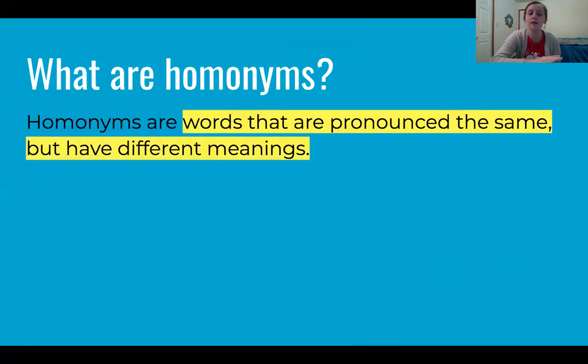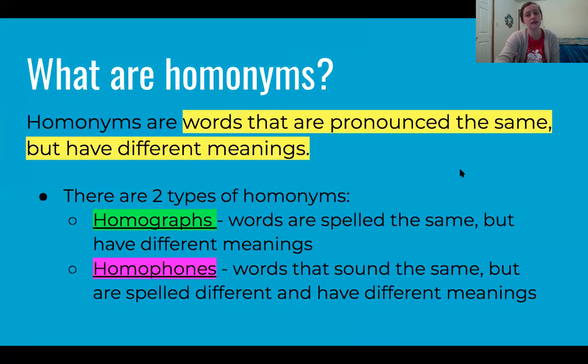Okay, so homonyms are words that are pronounced the same but have different meanings. So when you say them, they sound the same, but the meanings are different. You've got to use the context clues to figure out what exactly that word is talking about. So there are two different types of homonyms.